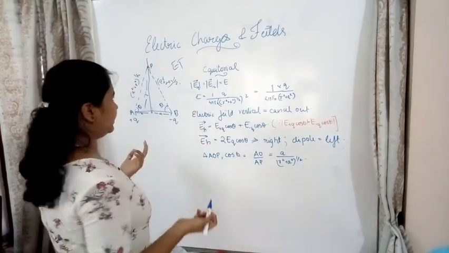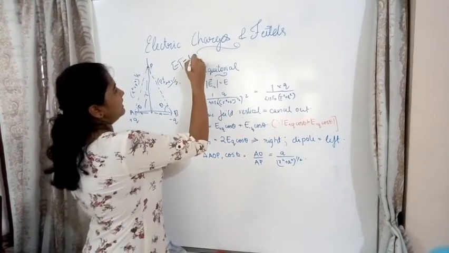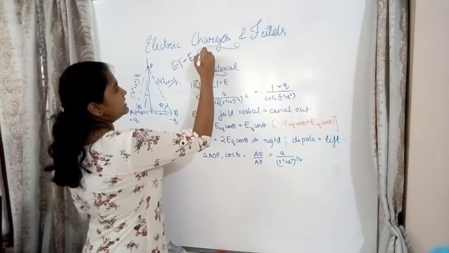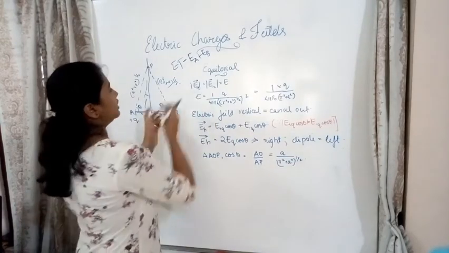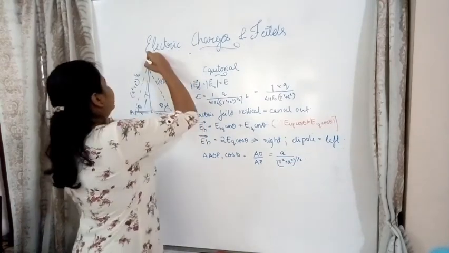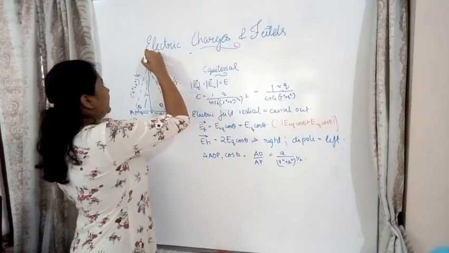So E total is equal to what? E A plus E B. No? That is what we have to find. So let's see. I just extended the equatorial line, that's it.